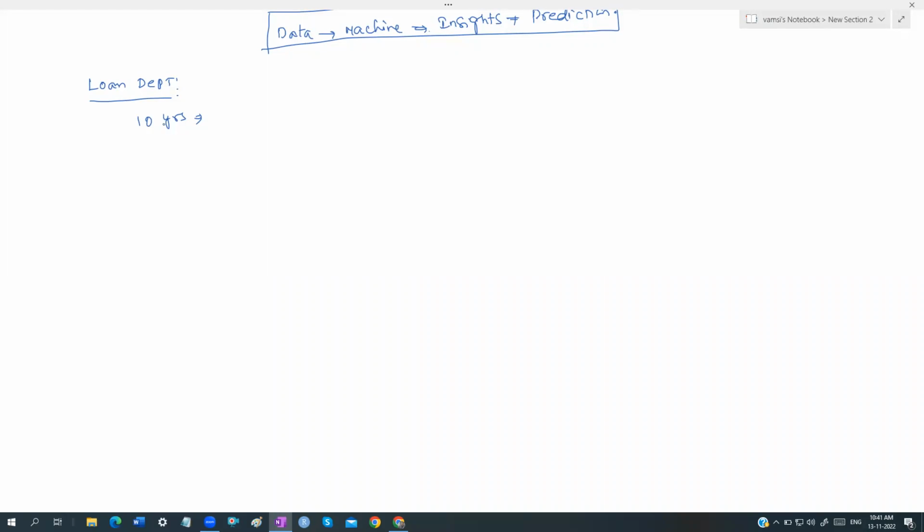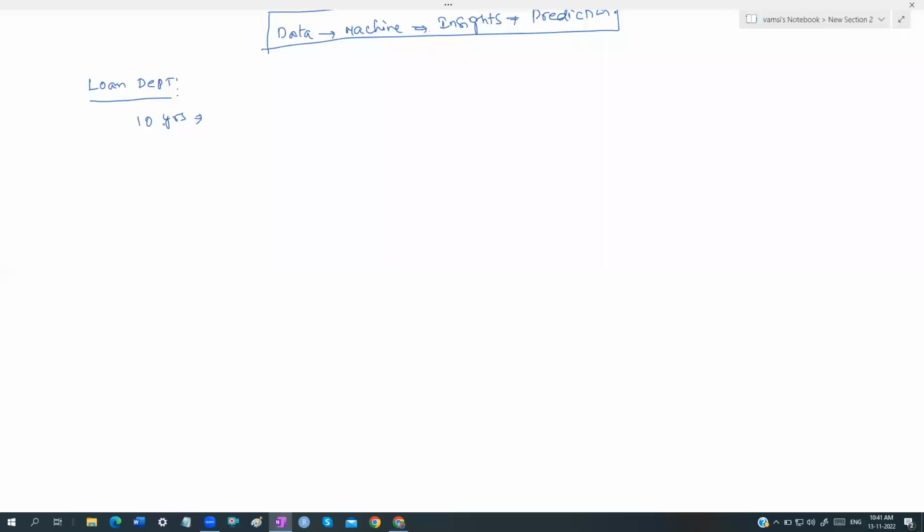Have you ever taken any loans? Previously, have you repaid the loans promptly or not? How much loan amount have you taken, and how much is your salary? There are a lot of factors that they will verify, and based on that, they will decide whether to give the loan or not.